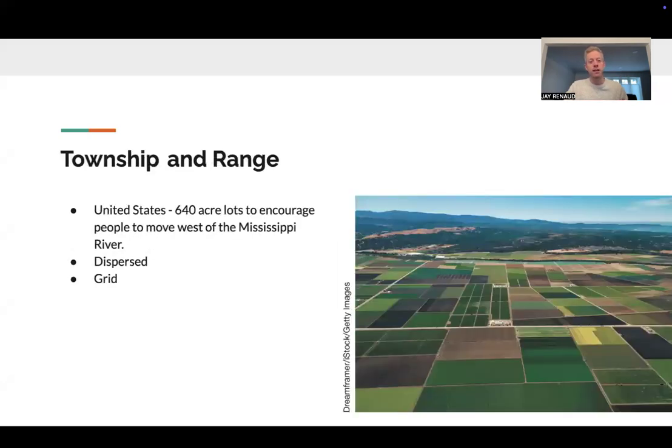Township and range system was developed by Thomas Jefferson in the 1780s, and it was a way to encourage people to move west of the Mississippi. People got 640-acre plots of land in a grid. Anytime you're in a plane heading out west, you look down, you'll see grid patterns. So if you're ever on that plane and you want to bore somebody with your knowledge about the township and range system and why we have grids on the ground, there you go. Give it to them. But it led to a dispersed settlement because if you think about 640 acres, you'd get that plot of land and then everybody was spread out.